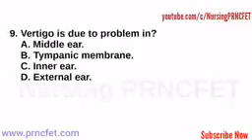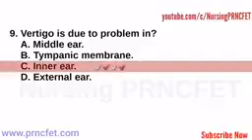Question 9. Vertigo is due to problem in A. Middle ear. B. Tympanic membrane. C. Inner ear. D. External ear. Correct answer is C. Inner ear.